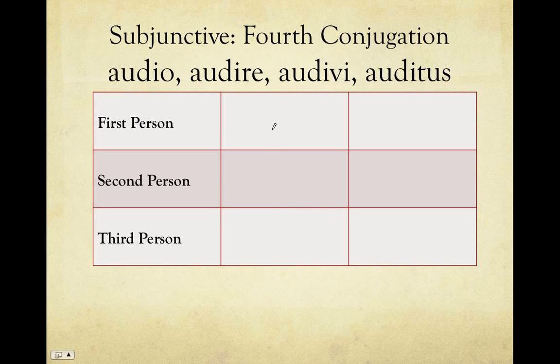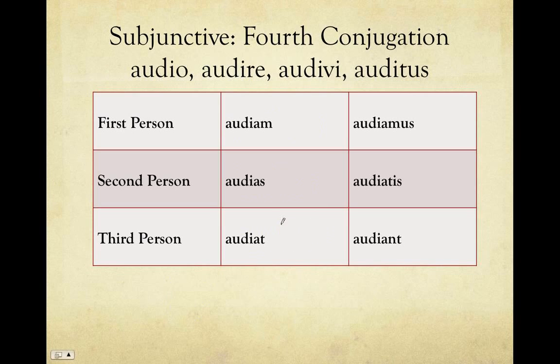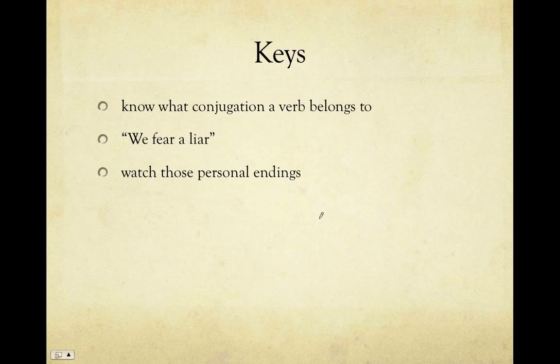And finally, our fourth conjugation, stem is an I, so we take our stem aud, and we fear a liar, IA. It's audiam, audias, audiat. Audiam, audias, audiat, audiamus, audiatis, audiant.